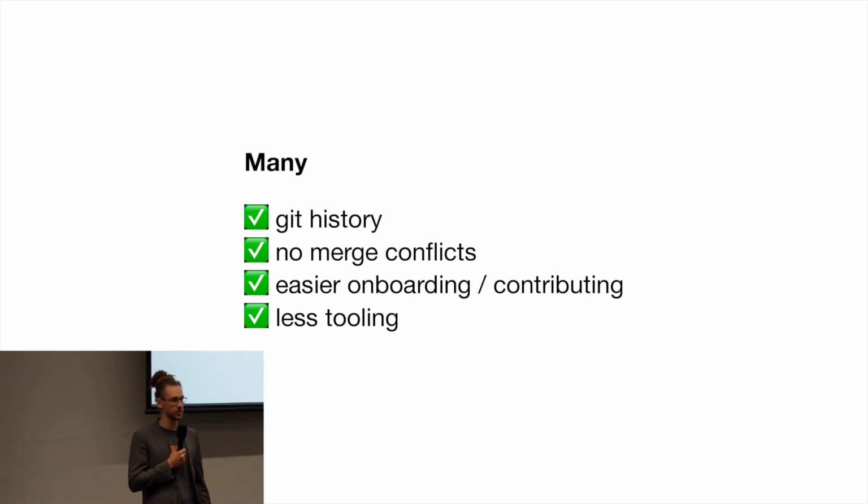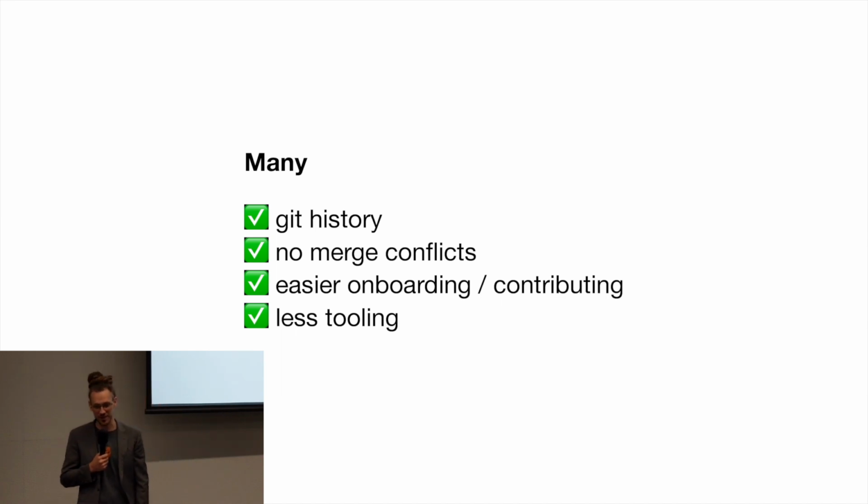There's no way that those two repos can conflict and step on each other's toes. It's very easy to onboard or contribute. Who here has landed on a GitHub repo that is a monorepo, and you've been like, where is the source code for this thing? Yeah, okay, a couple of you, I was expecting more.